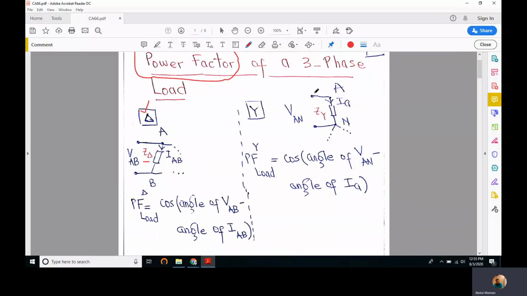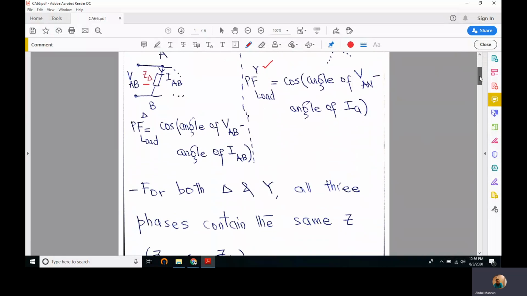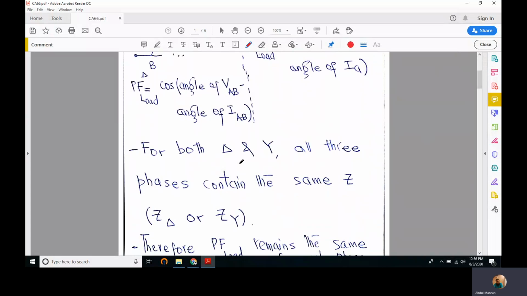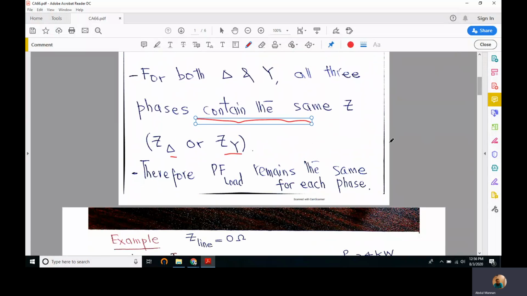Similarly, for a Y connected load, for each phase we have phase voltage VAN, VBN or VCN across it, and the current flowing through it is IA, IB or IC, the line current. So the power factor of the load for a Y connected system is the cosine of the angle of this phase voltage minus the angle of this line current. Since Z Y remains the same for all three phases, the power factor remains the same, which is actually the power factor of the three-phase load. For both delta and Y, all three phases contain the same Z delta or Z Y. Therefore, the power factor remains the same for each phase, right? Which is actually the power factor of the load.